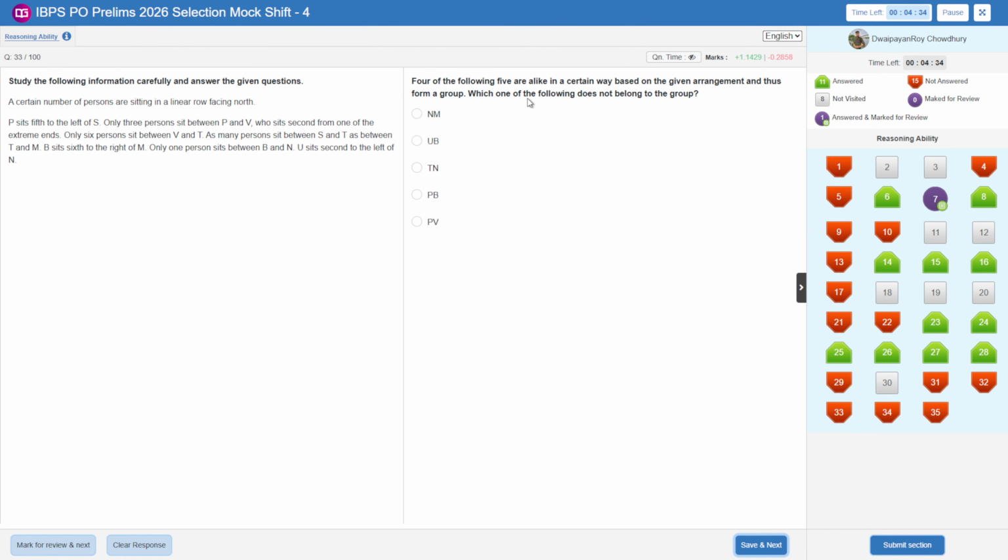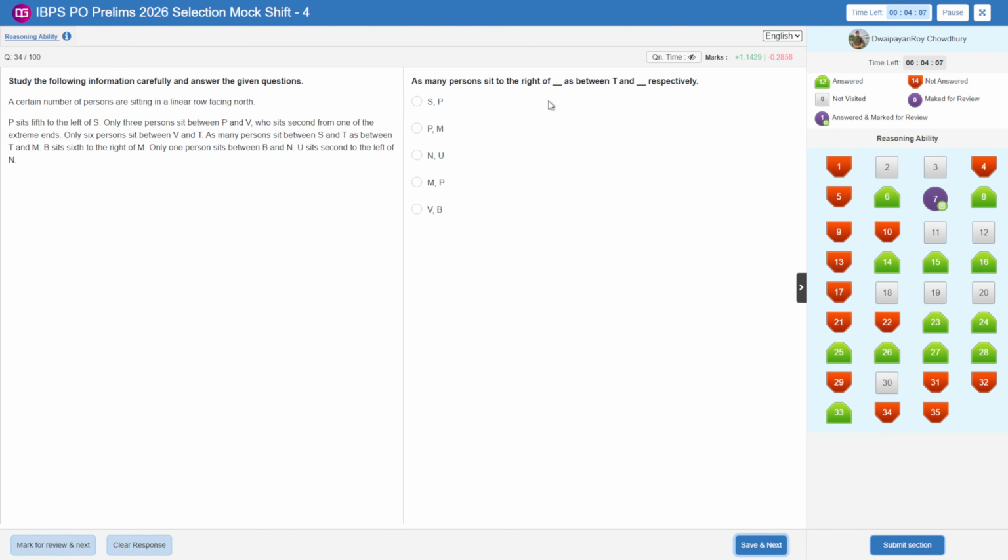So MN, gap of 3. UB, gap of 3. TN, gap of 3. PB, gap of 4. And PV, gap of 3. As many percent to the right of dash as between dash and T respectively. Right of whom, as between T and whom.